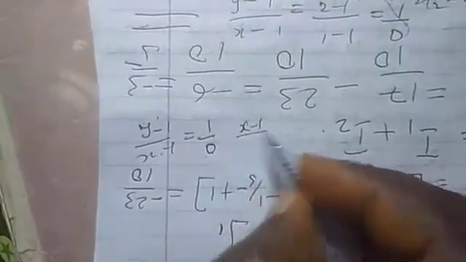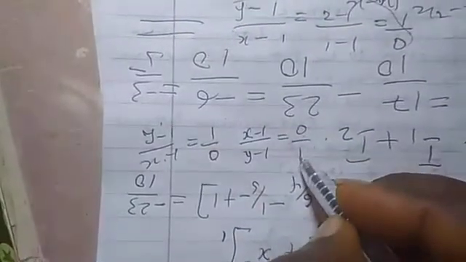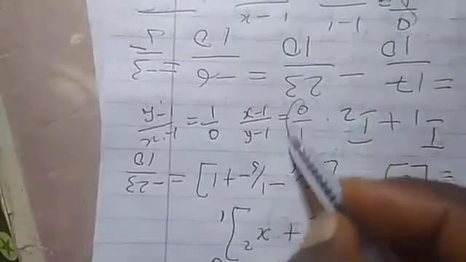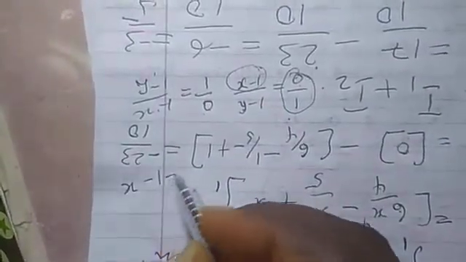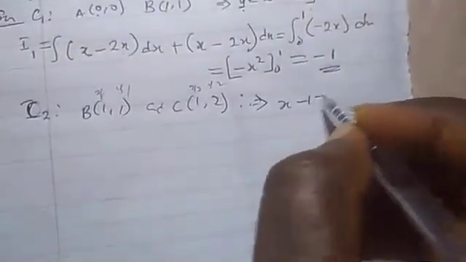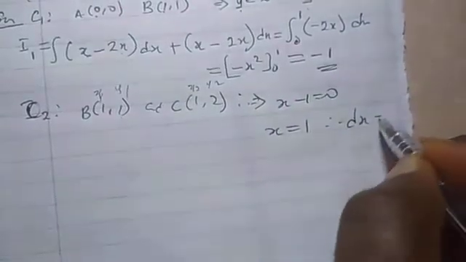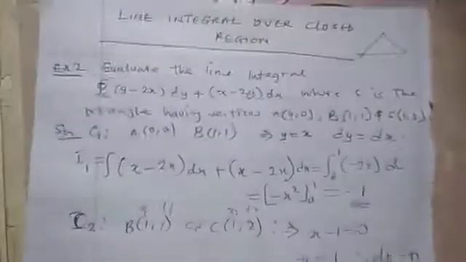This will be x minus 1 over y minus 1 is equal to 0 over 1. So you interchange like this. 0 over 1 is 0. So what we are going to have left is x minus 1 is 0, or we say x is equal to 1. Therefore, dx, if you differentiate 1, that is 0. dx is 0. Let us bring it back here.